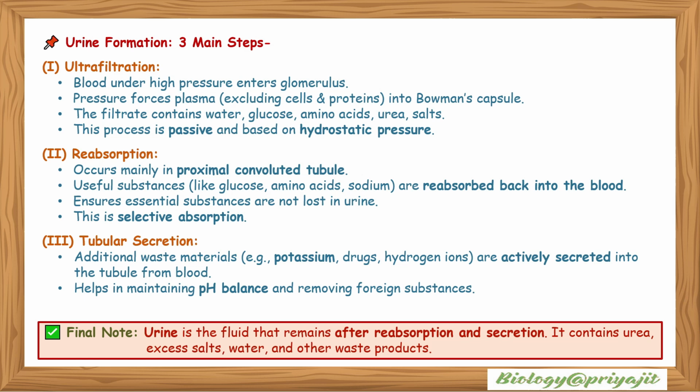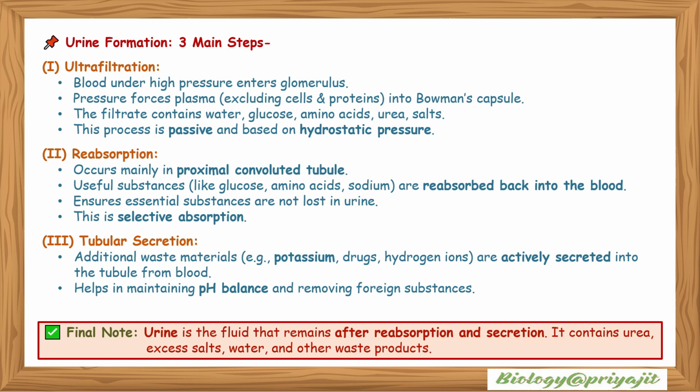The first one is ultrafiltration. Blood under high pressure enters the glomerulus, where pressure forces plasma, excluding cells and proteins, into Bowman's capsule. The filtrate contains water, glucose, amino acids, urea, salts, etc. This process is passive and based on hydrostatic pressure.